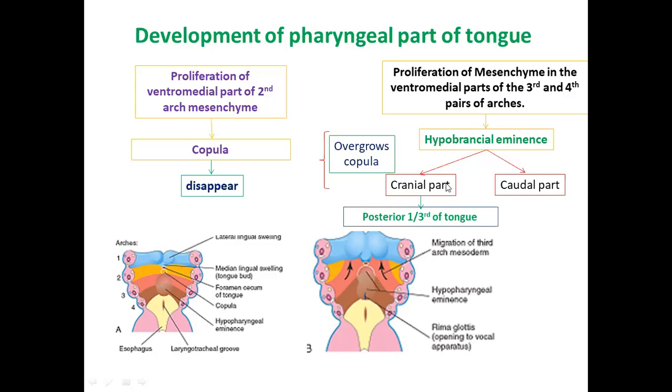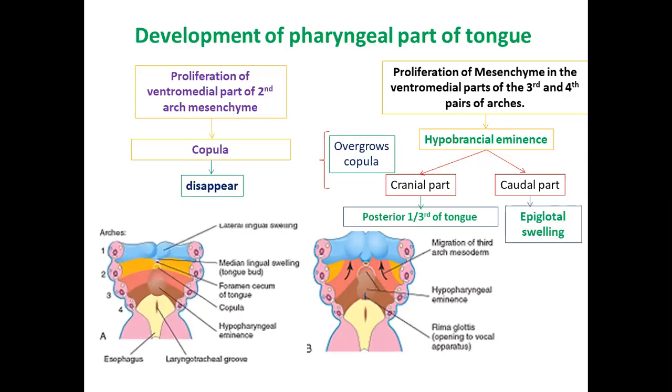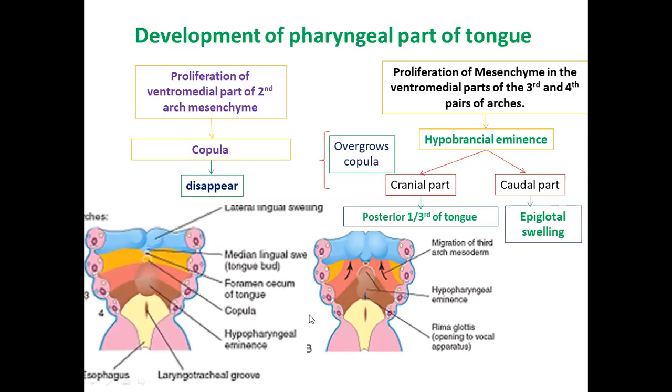So mainly the cranial part of the hypobranchial eminence is contributing to the posterior one-third of the tongue, which is mainly contributed by the third arch as well as a slight component of the fourth arch. The caudal part will give rise to the epiglottal swelling. Now you can see over here, you can have a better look. Over here is the foramen cecum, which is the meeting point of the anterior two-third and posterior one-third of the tongue. The posterior one-third of the tongue is contributed by the hypobranchial eminence formed by the third and the fourth arch.